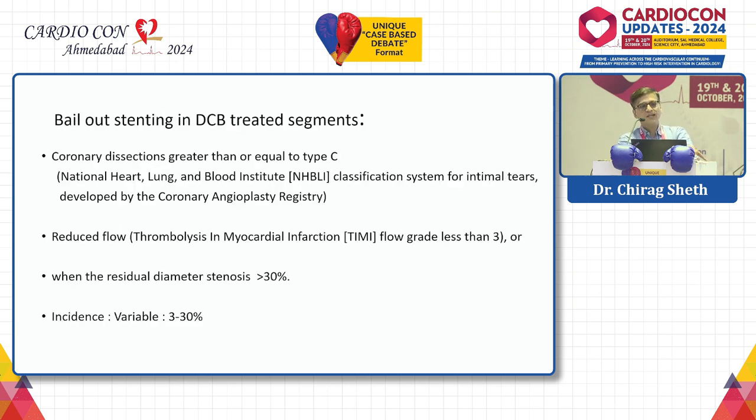And lastly, the bailout stenting in DCB-treated segments. Let us say you go ahead with the plain balloon angioplasty, drug-coated balloon angioplasty, and there is a dissection, then you need bailout stenting as an option. Variably, the incidence has been between 3 and 30%. Most often, if you have an NHLBI classification of dissection higher than type C, then definitely bailout stenting is required. If there is reduced flow, less than TIMI 3, again stenting is required, and when the residual diameter stenosis is higher than 30% after balloon dilatation, stenting is required.